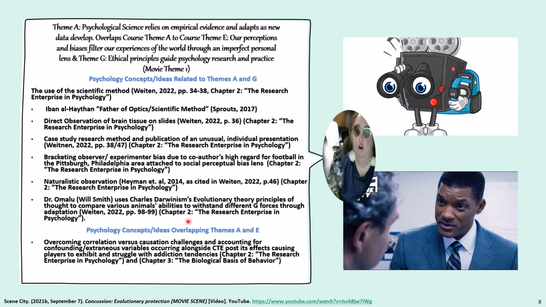Dr. Omalu, played by Will Smith, uses Charles Darwin's evolutionary principles to compare various animals' ability to withstand different G-forces, and the one that he picks out is the woodpecker. It's actually in our book as well, in the adaptive theory, that it can withstand up to so many G-forces and does millions of pecks on wood in a lifetime. But a human brain can only withstand 60 G-forces, and a football collision during a tackle or standard defensive play is 100 G-forces. And unlike them, our tongue doesn't wrap around our head like a safety belt. So he posits that we are not designed to play football from our biology.